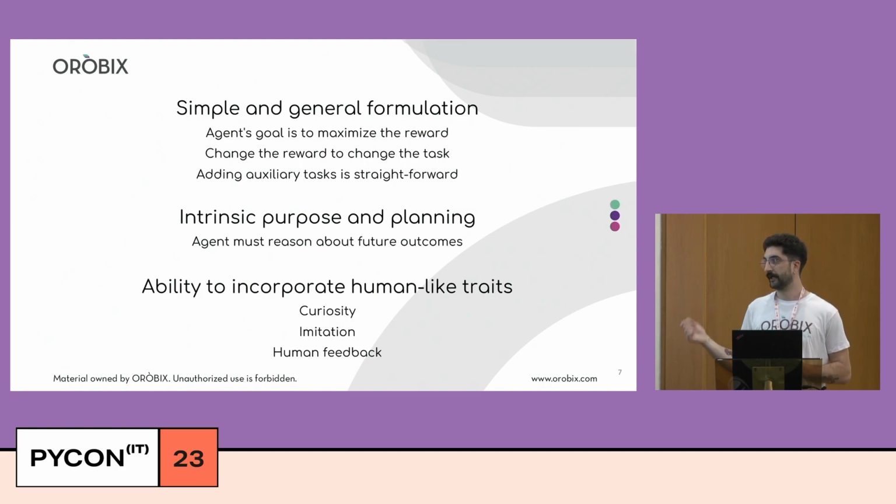field is called imitation learning. And then you can also have feedback from the human, so you can have your agent aligned to the human preferences.